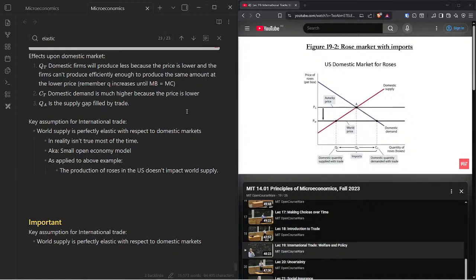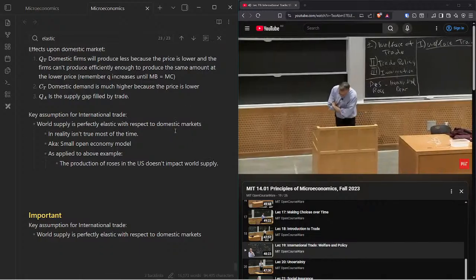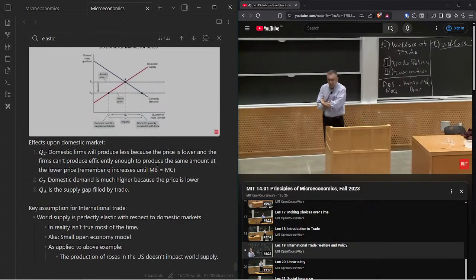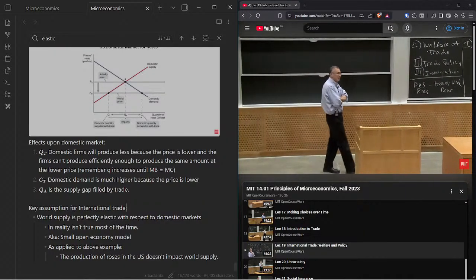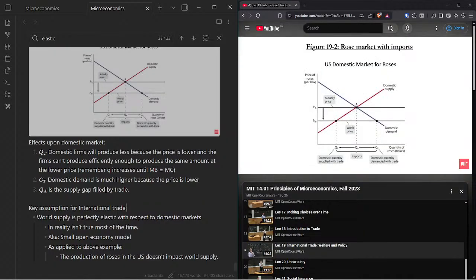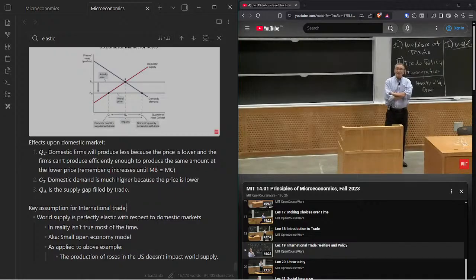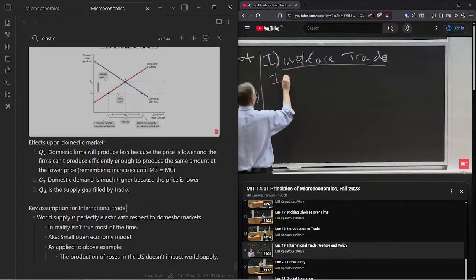I said earlier, C sub T is domestic quantity demanded. Q sub T is domestic quantity produced. That's what I got wrong, so leave it C sub T. Q sub T is domestic quantity supplied. C sub T is domestic quantity demanded. Consumers at this new low price want C sub T. Producers want to produce Q sub T. What's the difference? The difference is the roses that come from other countries, which we call imports.